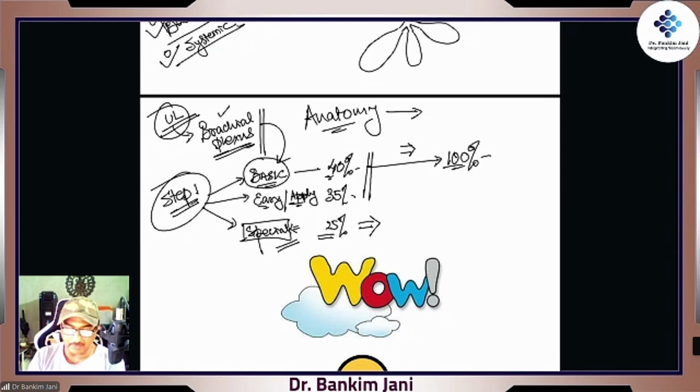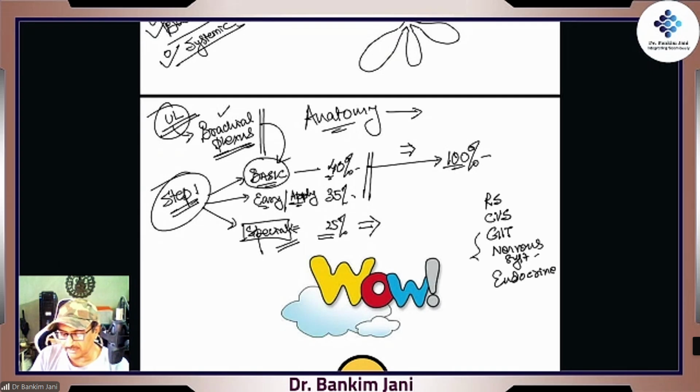But what is going on in your university, because accordingly I can plan my further lectures, because my plan was to start with GIT, because respiratory system, RS, CVS, GIT. And immediately after GI, they will take the neural system, nervous system. And after the nervous system, we take the endocrine.